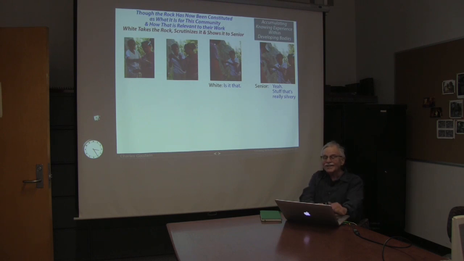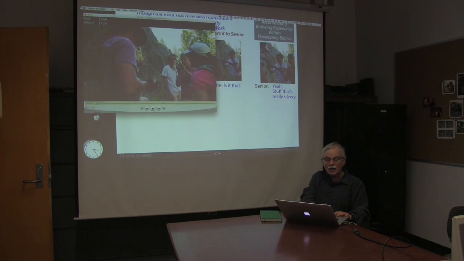Now, once you've got this, you might figure, okay, you know what it is. It's been said it's muscovite. That's all there is to it. But the most crucial thing here is that the students keep looking at that rock.